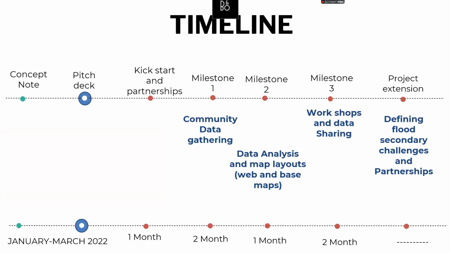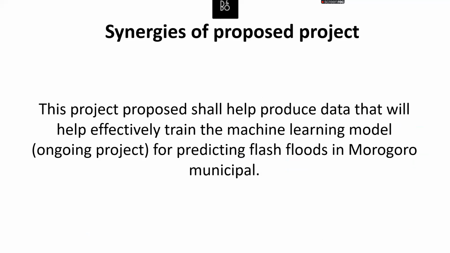As a point to note, on the previous project we did map the solid waste in the drainage. So this time around we're using that data together with the data that we are collecting now to help the machine learning model. As we know, machine learning needs more data to give good output. So the synergy of this project is also working hand in hand with the previous project in developing the machine learning model.